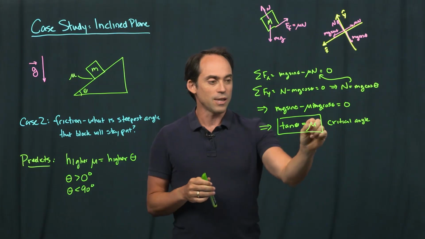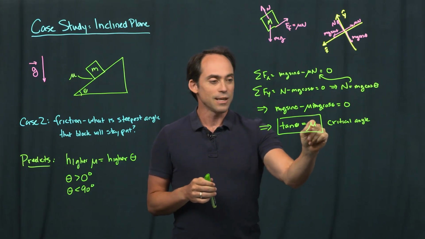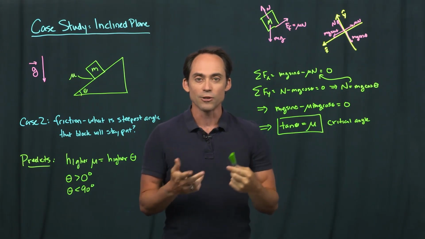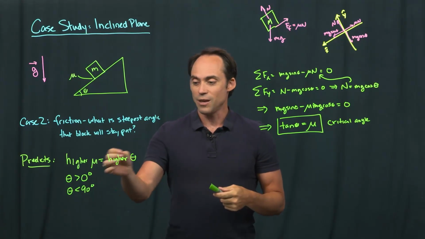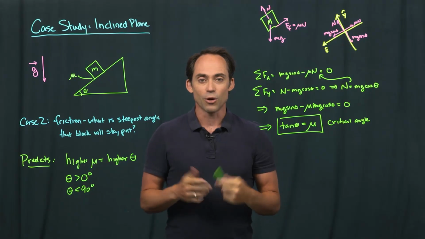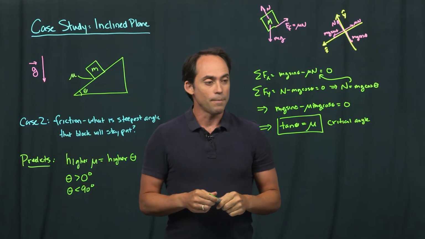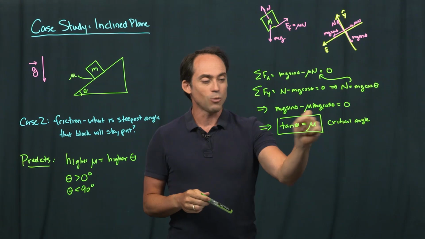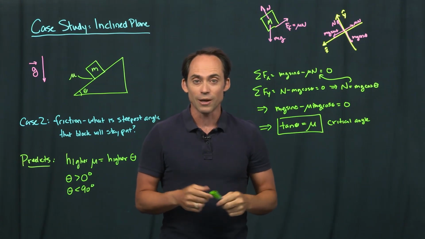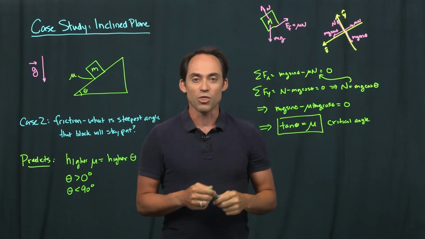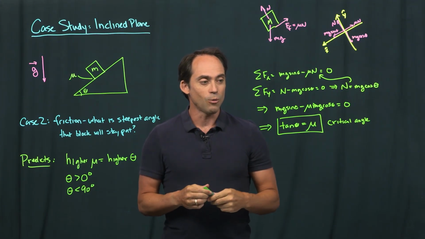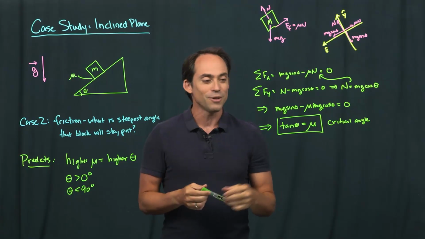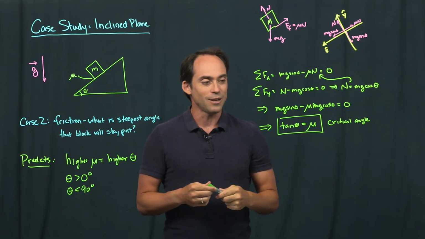Well, it's very clear that as mu increases, tangent of theta going to a larger value requires a larger angle. And so that's consistent with the angle getting higher for higher values of mu. The smallest that this can be, where the mu is equal to 0, where you have no friction, that's going to be a case where theta is also equal to 0. So that's consistent with our expectations.